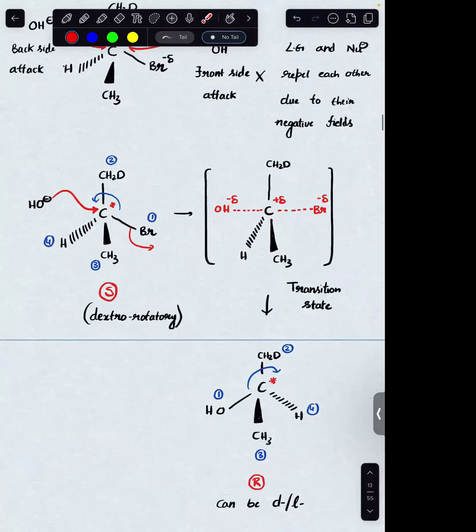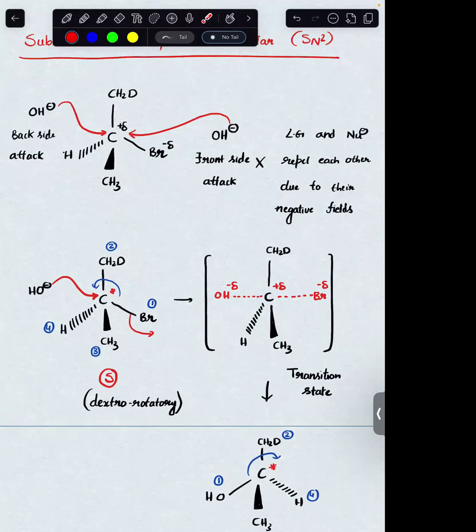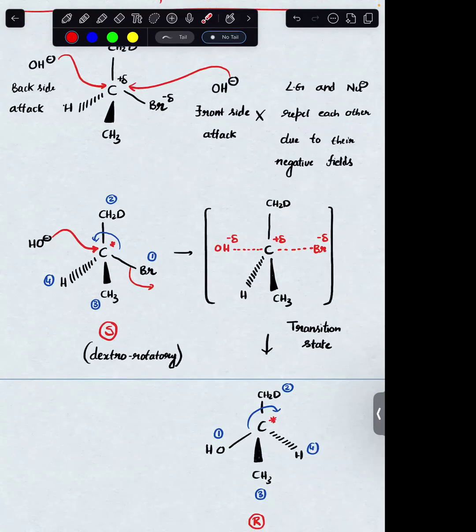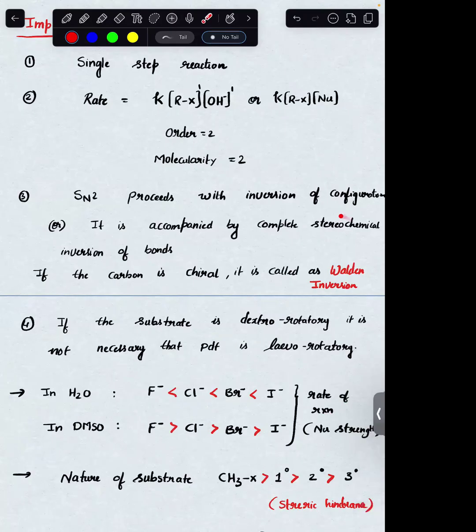Everyone, let us say the carbon is not chiral. If the carbon is not chiral, then what we are going to comment is that there will be stereochemical inversion of bonds. Whatever bonds are oriented in one direction, after the reaction, they will be oriented in a different direction. But that particular inversion is called Walden inversion if and only if the carbon is chiral. If the carbon is not chiral, we will say there is inversion of bonds. If the carbon is chiral, we will say there is Walden inversion or inversion of configuration. So it is accompanied by complete stereochemical inversion of bonds.